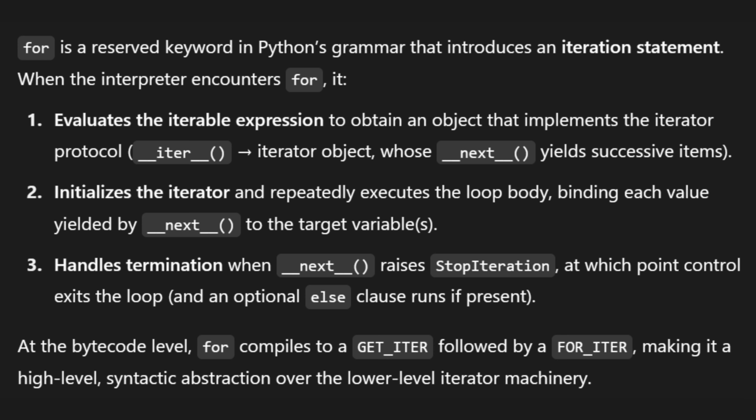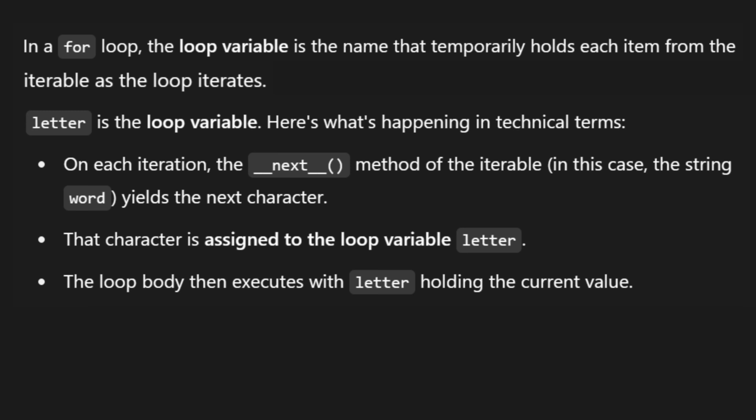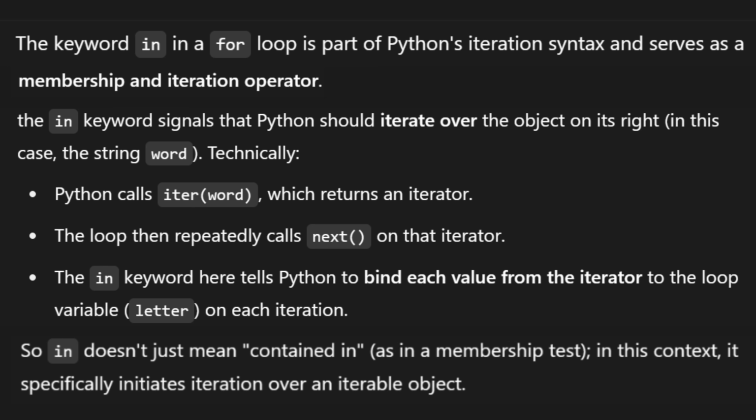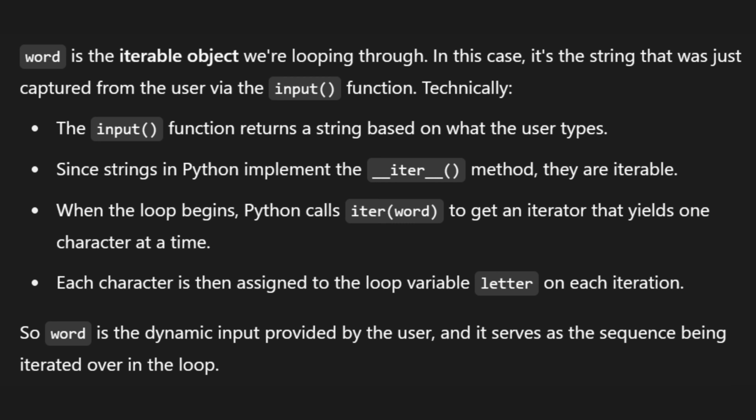For is the keyword that starts this kind of loop. Letter is our loop variable. This is going to hold each character as we go through the string. In is another keyword that tells Python we're iterating through something. And word, that variable we already assigned, is the string we're looping through with our for loop.